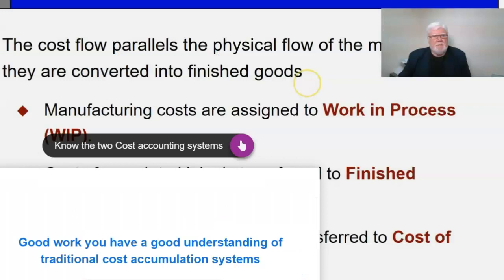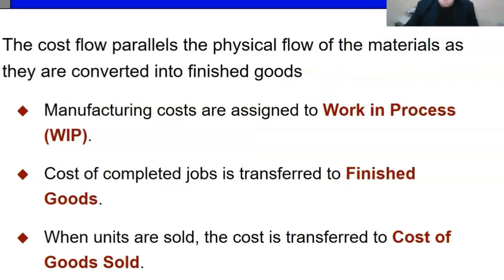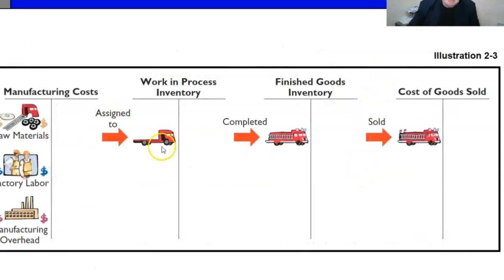Now, for job costing, we're going to look at the physical flow that goes through the process as we convert raw material to finished goods. We have three inventories here: raw material inventory, work in process inventory, and finished goods. So you can see the materials then would be put into production.